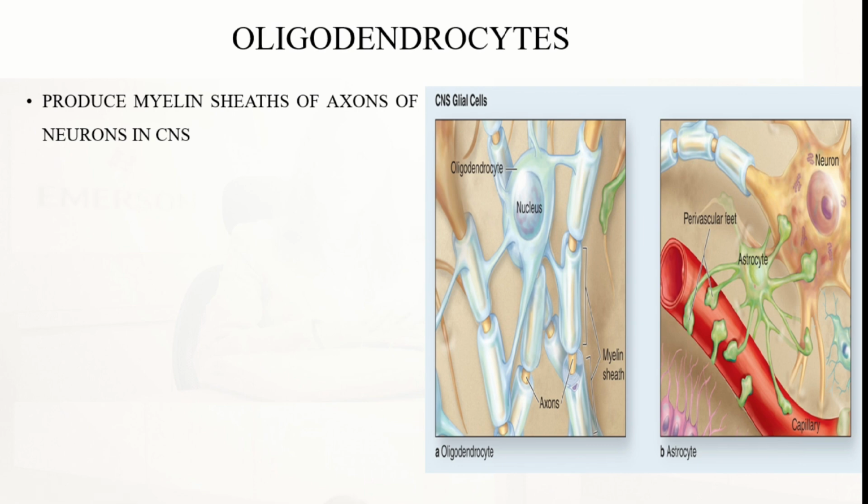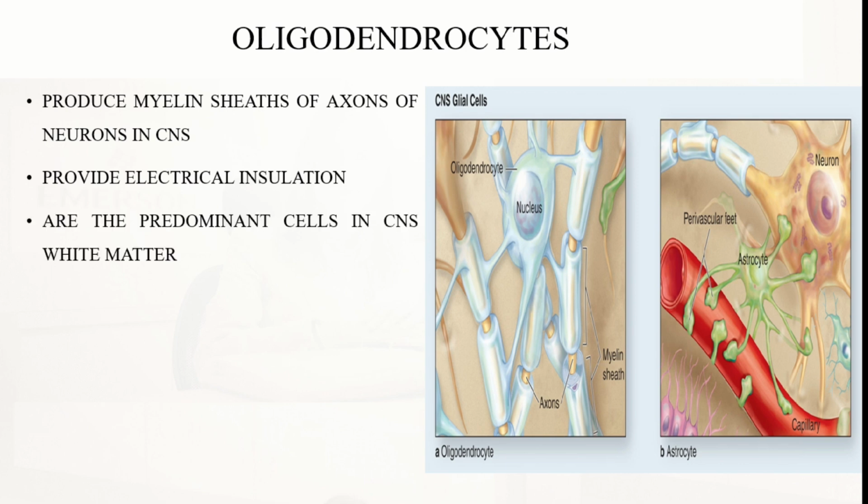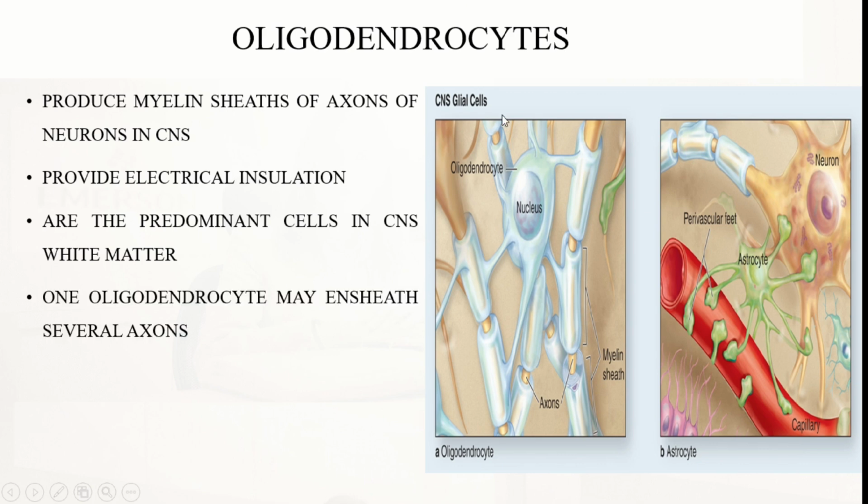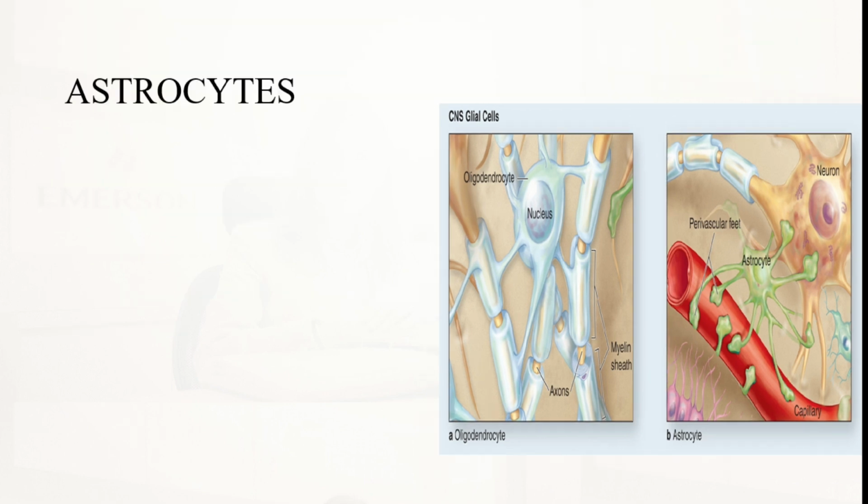The oligodendrocytes produce the myelin sheath of axons of neurons in the CNS, and they provide electrical insulation and are the predominant cells in the CNS white matter. These are the CNS glial cells. One oligodendrocyte may ensheath several axons. Then another glial cell is known as the astrocyte. Okay, like this one.